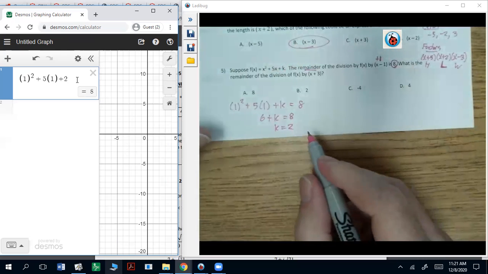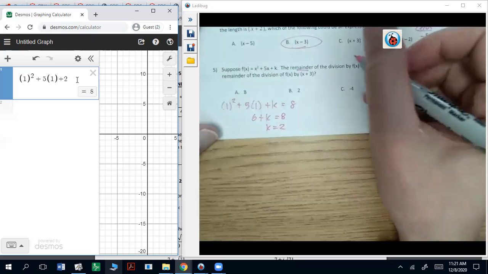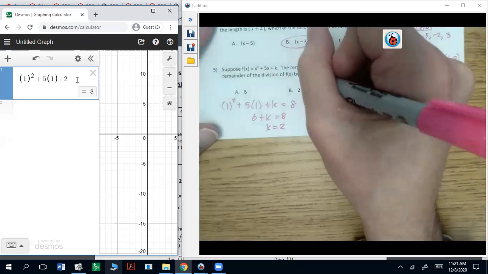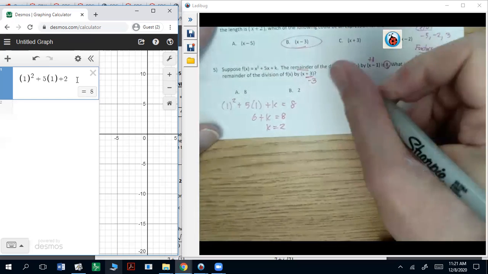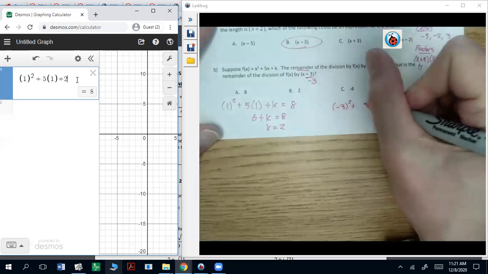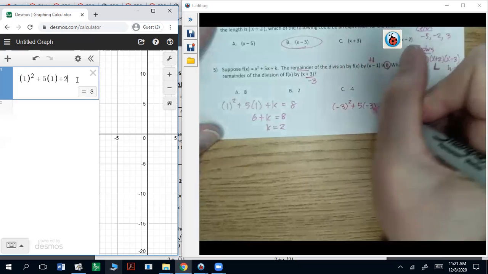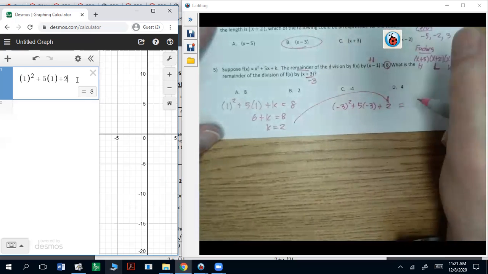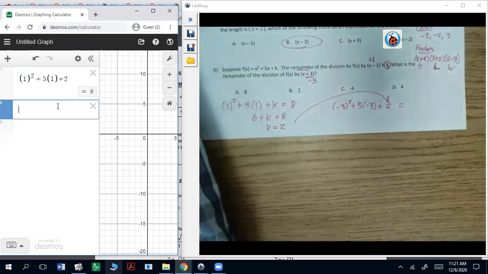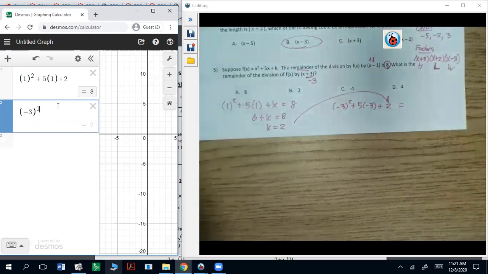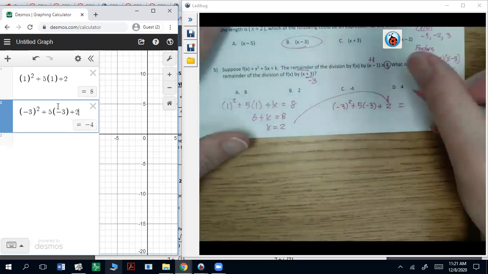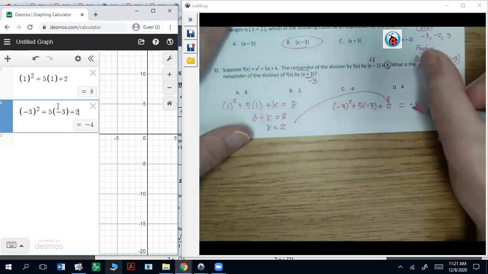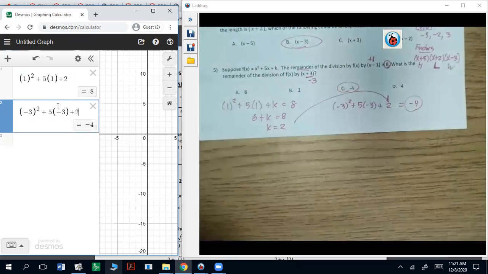Now that we have the value of k, we can do another remainder problem. So now I want to plug in -3. So I'm going to say -3 squared plus 5 times -3. And now that I have k, I can say plus 2. And we can figure out what that remainder is. And you get -4. You can do this with synthetic division as well, but I find that that's a little bit more time consuming. So that's how I'll do it here.